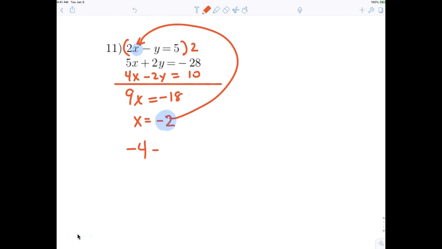Negative 4 minus y equals 5. So now I move the negative 4. So negative y equals 9. So y had to be what? Y has to be negative 9. Thank you. So my answer is negative 2, negative 9. Ben, am I good? Right? You good? Happy with that so far?